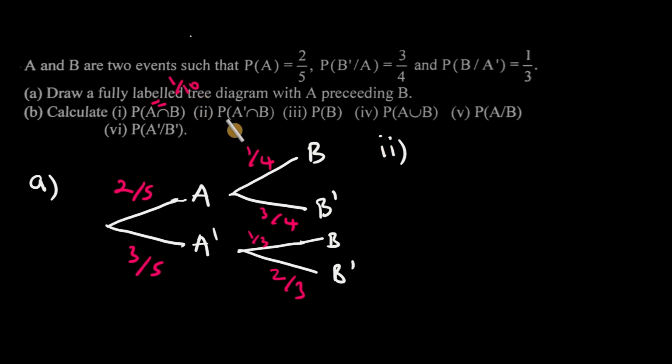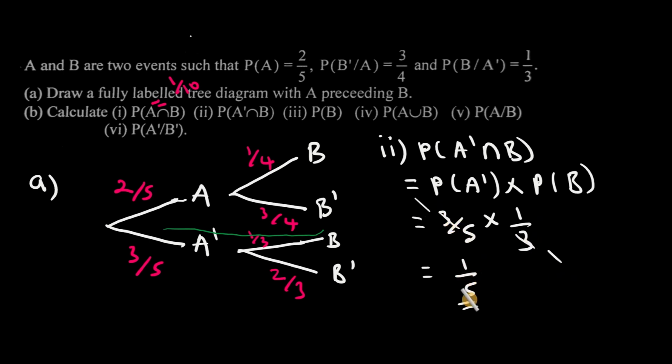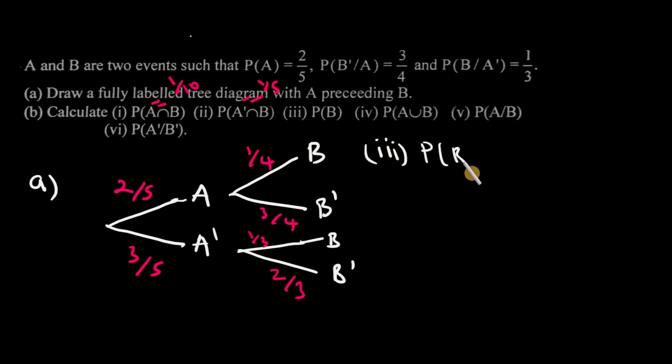Now Roman 2, probability of A prime intersection B should be equal to probability of A prime times probability of B, since A prime and B are along this branch. So we have 3 on 5 times 1 on 3, which is the same as 1 on 5. Since 3 cancels here 1 time, 3 1, so we have 1 times 1 is 1, and then 1 times 5 is 5. As here is 1 on 5.